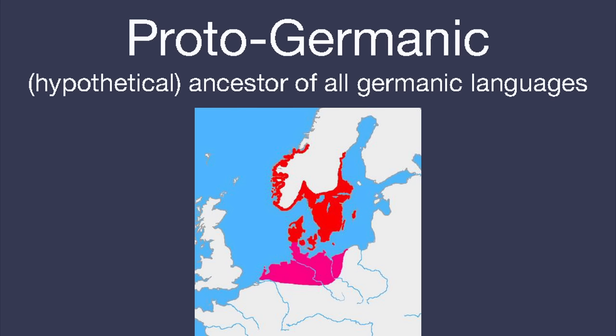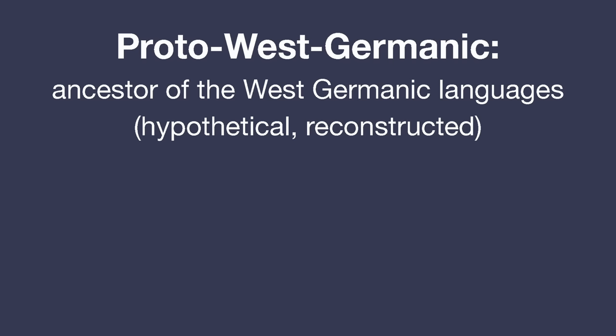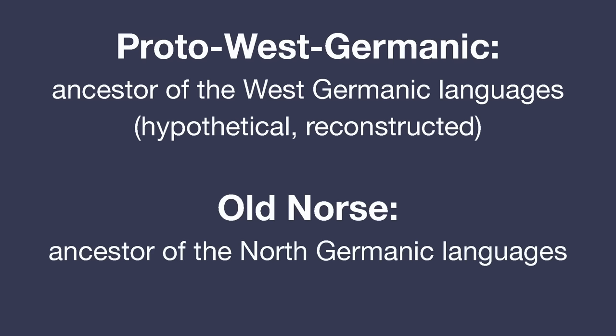The common ancestor of all Germanic languages was the reconstructed Proto-Germanic, which existed around 500 BC. Proto-Germanic evolved into other proto-languages that were the common ancestors of their corresponding branches of Germanic. The West Germanic languages all descended from Proto-West Germanic, which is unattested, unlike the ancestor of all North Germanic languages, which we know to be Old Norse.